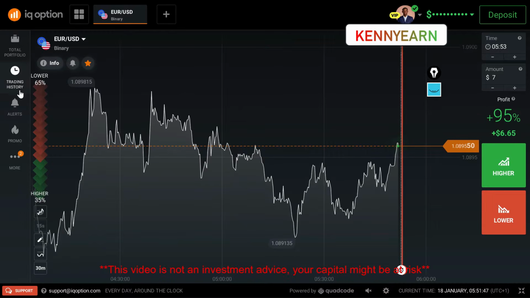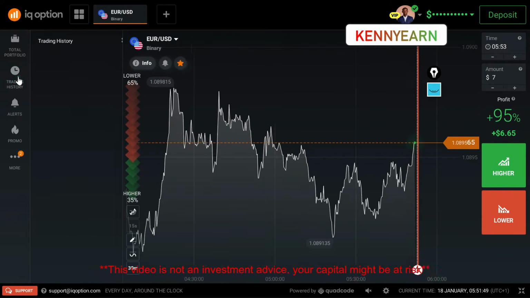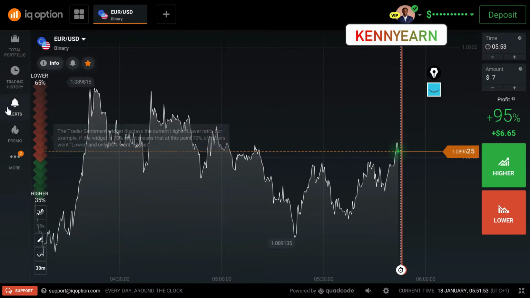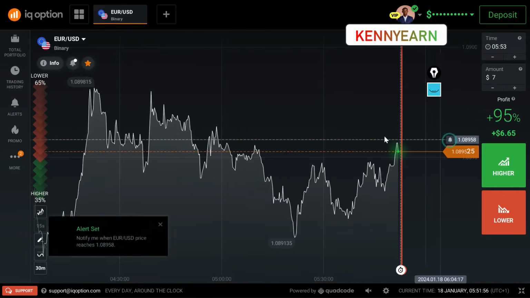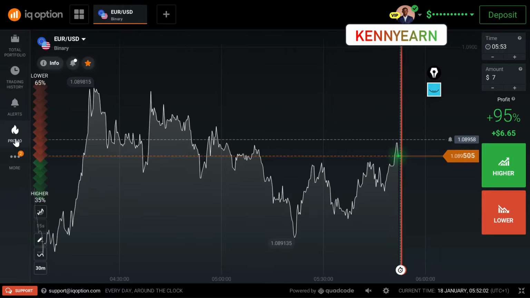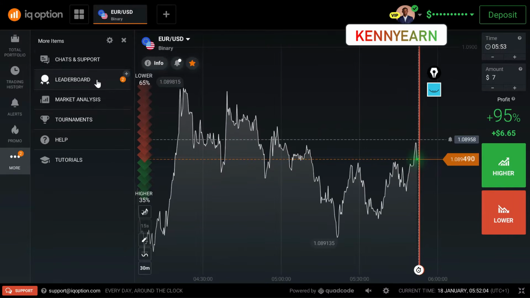So here is the side buttons. This is your trade history. This is your trade portfolio. If you have a running trade, this one is an alert. If you want to set an alert, and if the price comes there, it's going to notify you. And then these ones are promo, and then more.